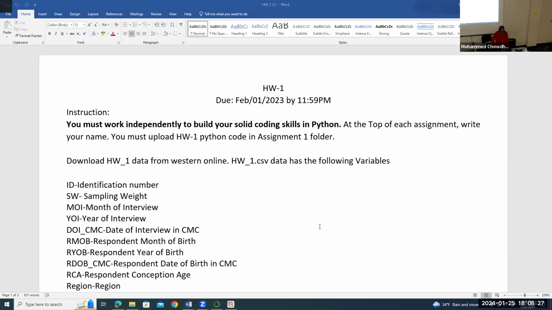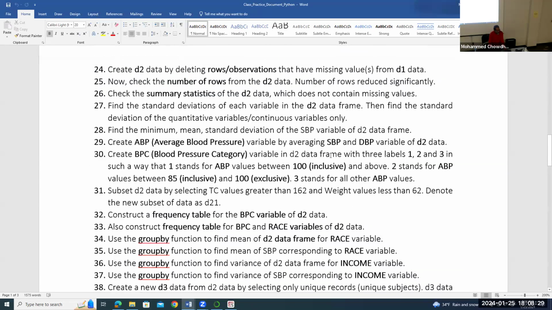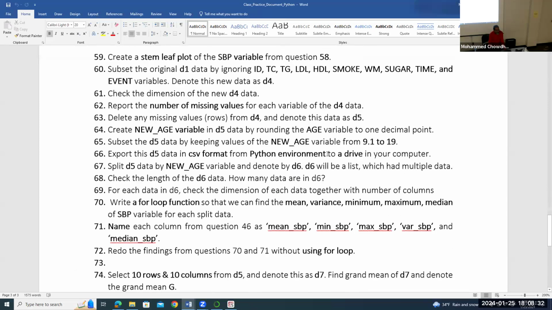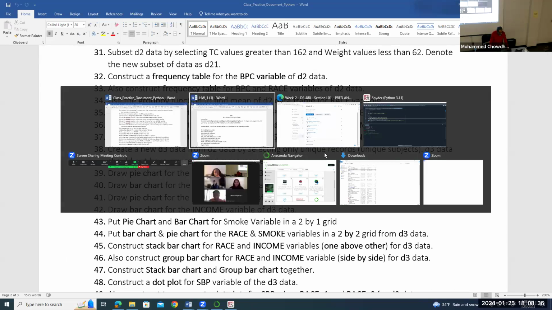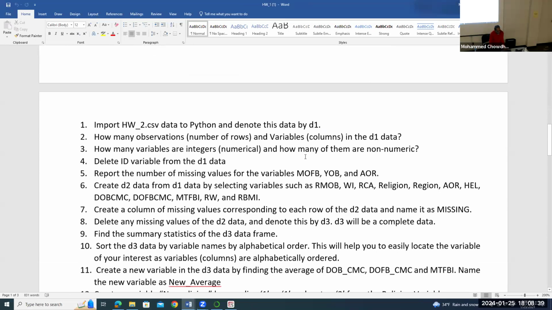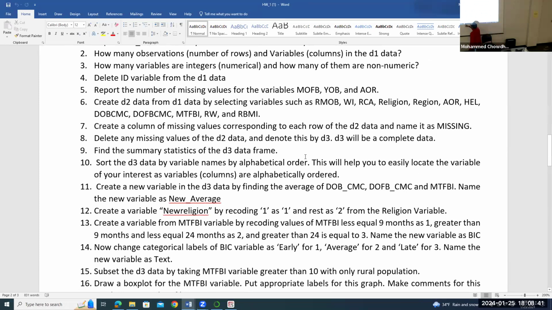So one piece of advice, read this document multiple times, 85 problems. And also last week, I gave another document, read those things. And after reading multiple times, read this homework problem multiple times. For example, suppose you read question number 7, create a column of missing values corresponding to each row of the day2 data and name it as missing. Try to find whether this type of problem I solved in the class practice document. Understand? Match. Understand? And then all the codes are in there.